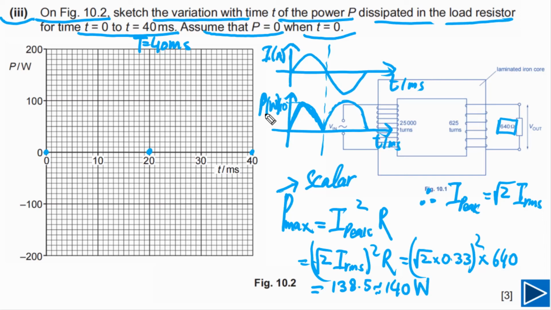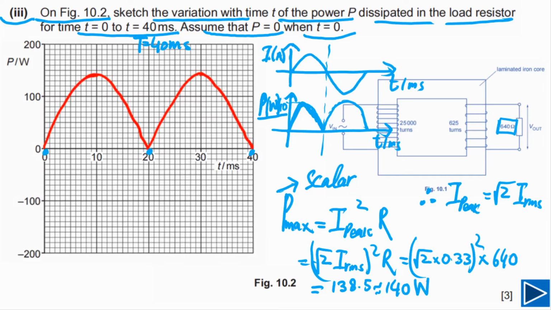So now we have the peak value. We have the value of P at 20 milliseconds, we have the value of P at 40 milliseconds, and we have the value of P at 0. And we also understand this will follow a sinusoidal curve, because current is following sinusoidal, so power will also follow a sinusoidal curve. Based on this, we can sketch our graph. So this is how you can sketch, and this is the shape of the graph.